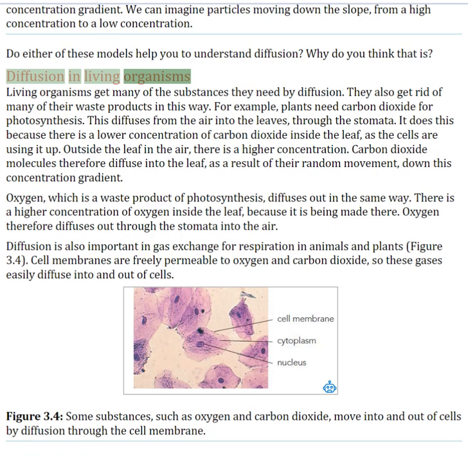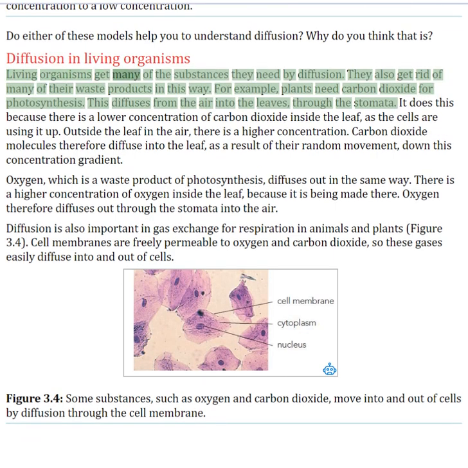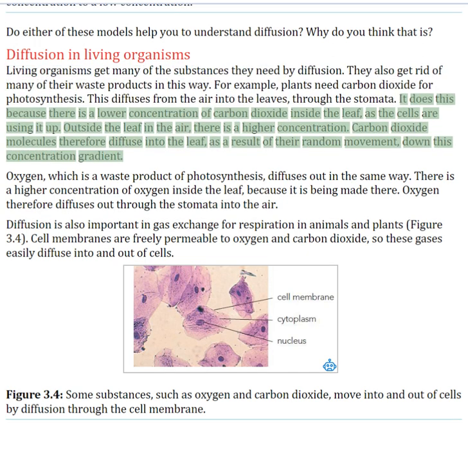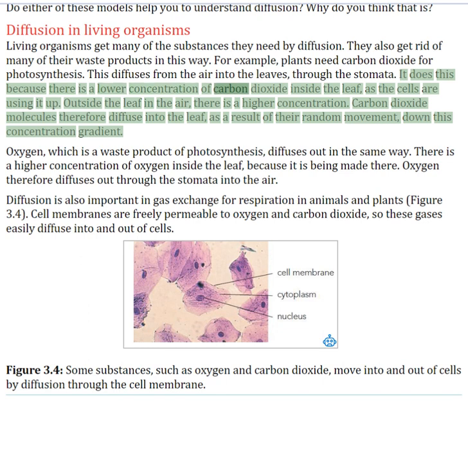Diffusion in living organisms. Living organisms get many of the substances they need by diffusion. They also get rid of many of their waste products in this way. For example, plants need carbon dioxide for photosynthesis. This diffuses from the air into the leaves, through the stomata. It does this because there is a lower concentration of carbon dioxide inside the leaf, as the cells are using it up. Outside the leaf in the air, there is a higher concentration. Carbon dioxide molecules therefore diffuse into the leaf, as a result of their random movement, down this concentration gradient.